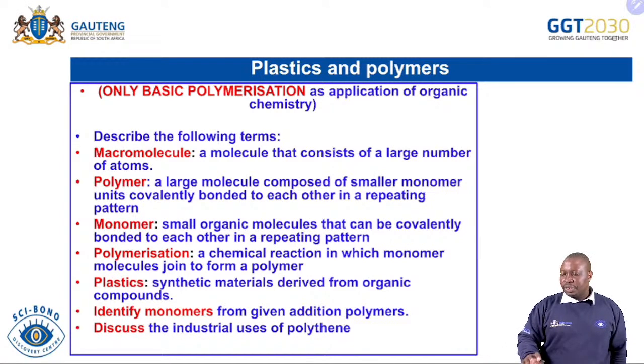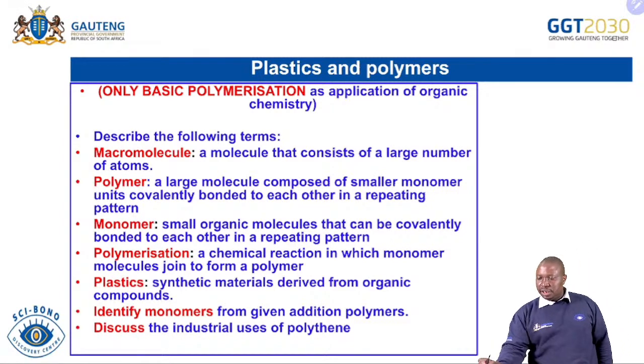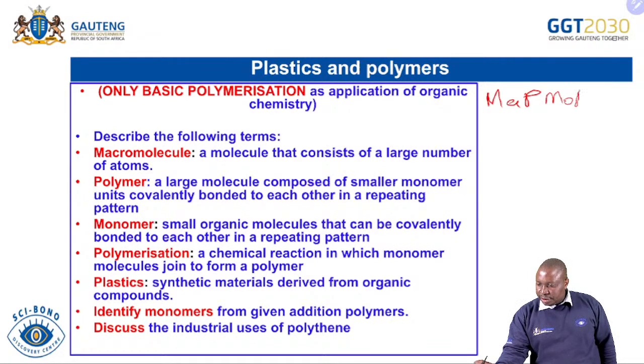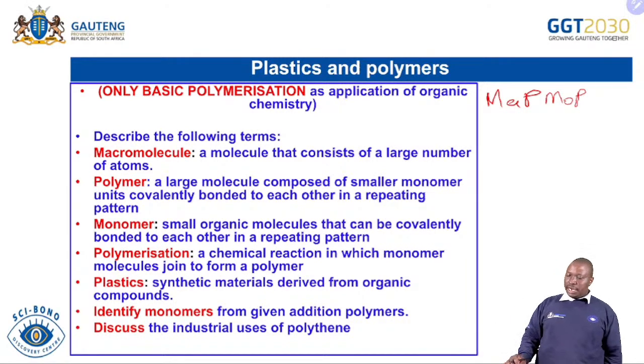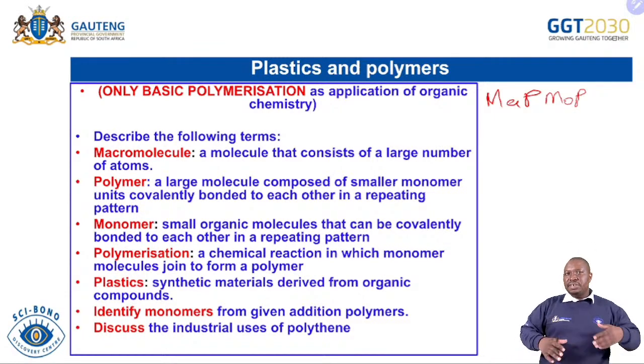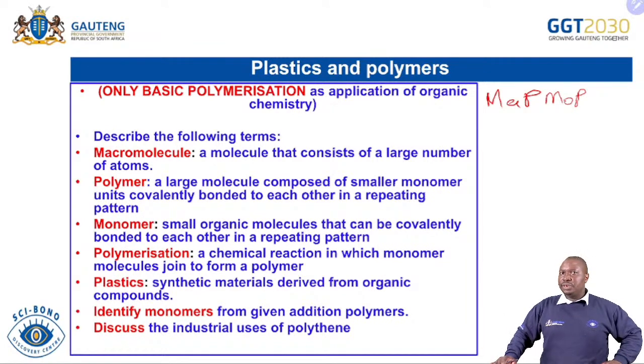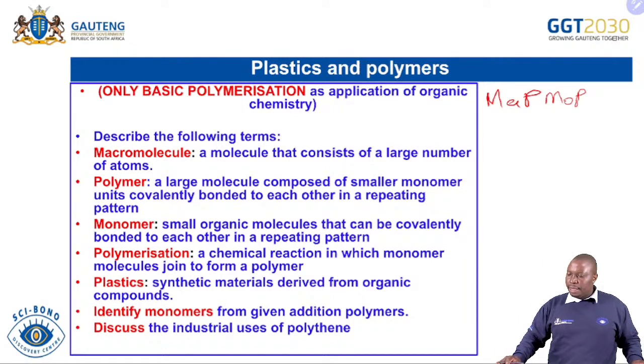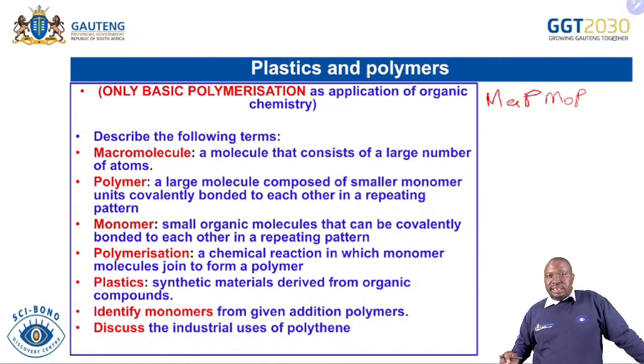The most important thing is for you to remember all those definitions: the first one is a macromolecule, the second is a polymer, the third is a monomer, and the fourth is polymerization. And then you have to know plastics, synthetic materials derived from organic compounds. You have to identify the monomers, meaning that when you're given a polymer, which is made up of many molecules, you have to know its origin, to say what was used to form this polymer. And lastly, you have to discuss the industrial uses of polyethylene.